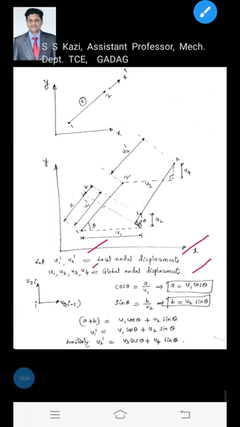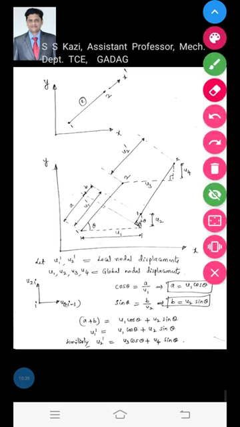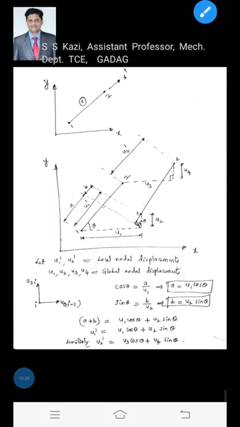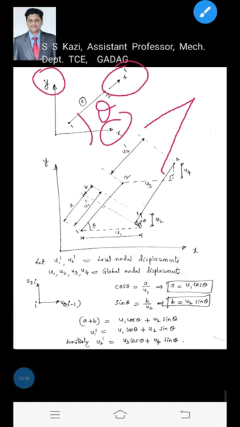Now we will deduce the relationship between local and global nodal displacements. If we deduce the relation between local and global nodal displacements, that will help us derive the stiffness matrix for a truss element. The local coordinate is going to be transformed into global coordinates just by using the angle theta, because all the bars of a truss structure are inclined in nature.